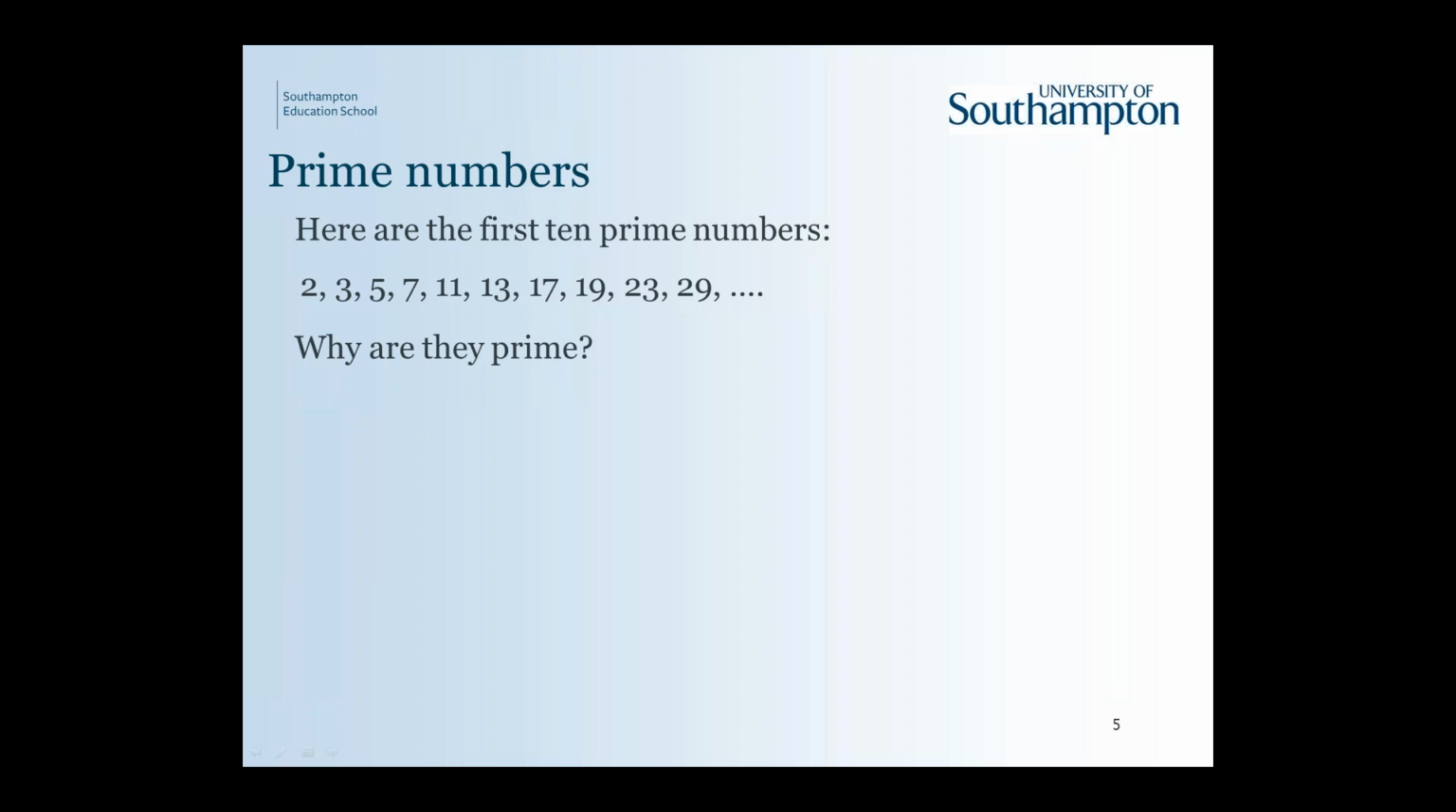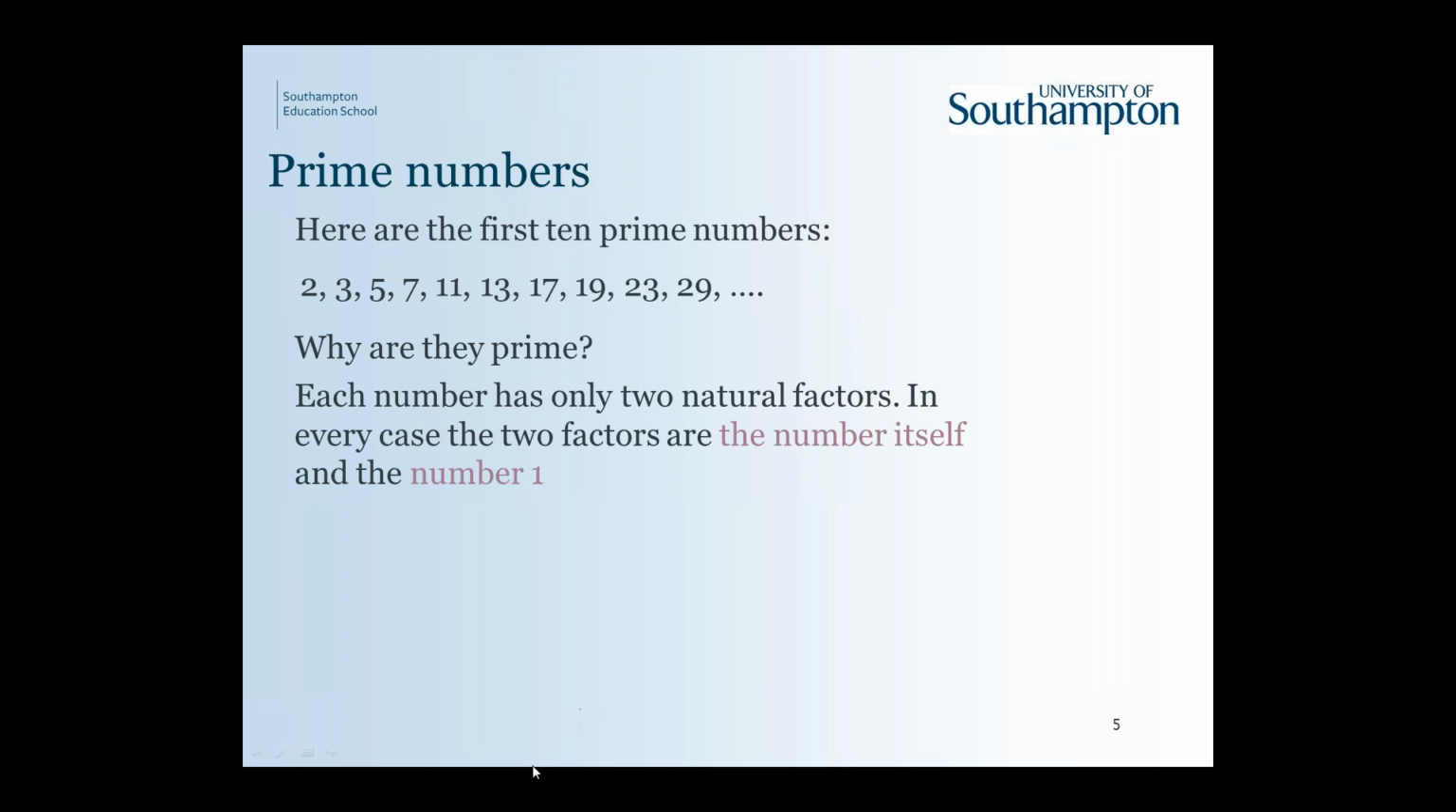Yeah. Basically, they're prime because they can only be divided by themselves and 1. Exactly. Yeah. So each number has only 2 factors: the number itself and the number 1. So, why is 1 not a prime number? Matt?